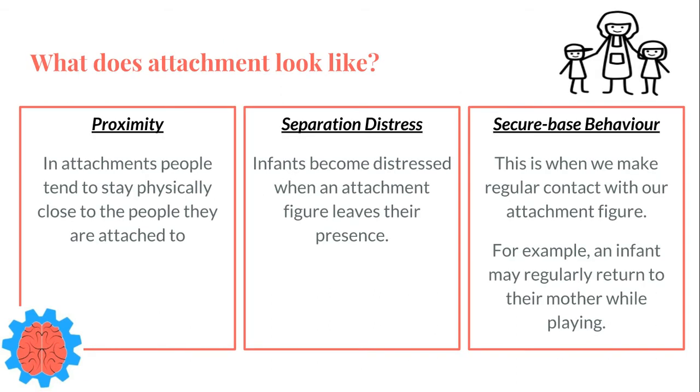So we need to consider what attachment actually looks like. So how would we measure it? And there are three key things we can look at. So proximity. With this, people tend to stay quite close to those people that they're attached to. Separation distress. So an infant might become quite upset and cry if an attachment figure leaves the room, for example. And secure-base behaviour. So a child might be playing, but then they might keep returning to their attachment figure. So they've got regular contact. It makes them feel quite comforted.